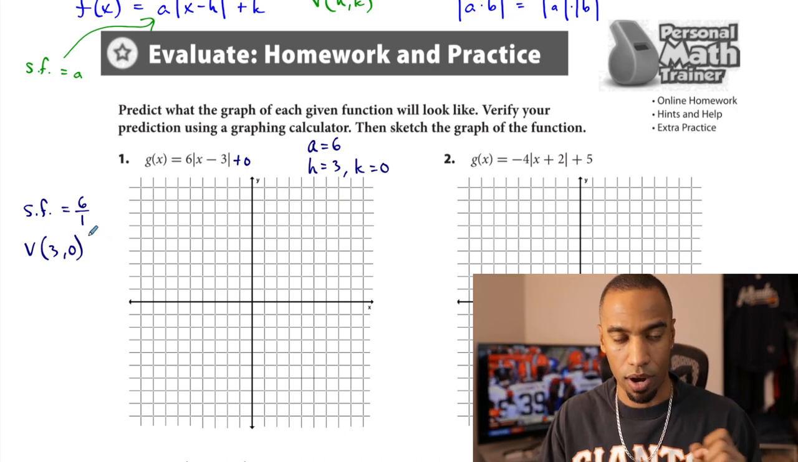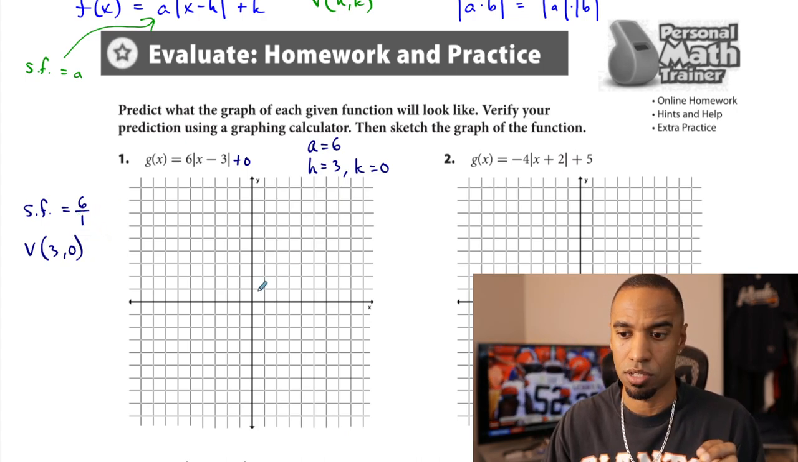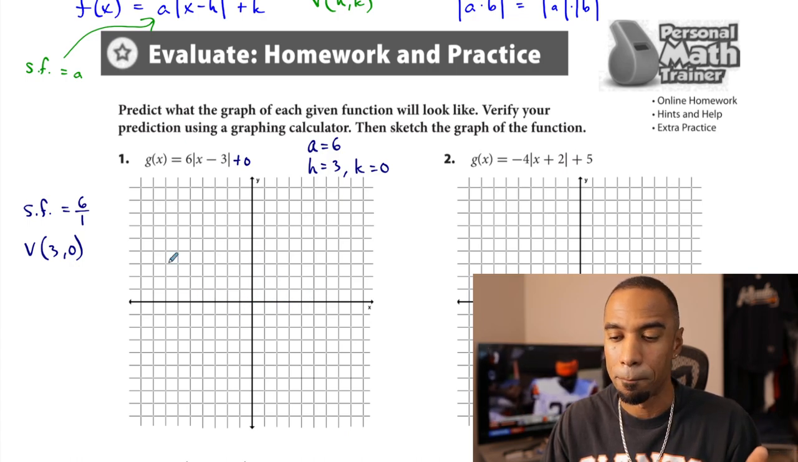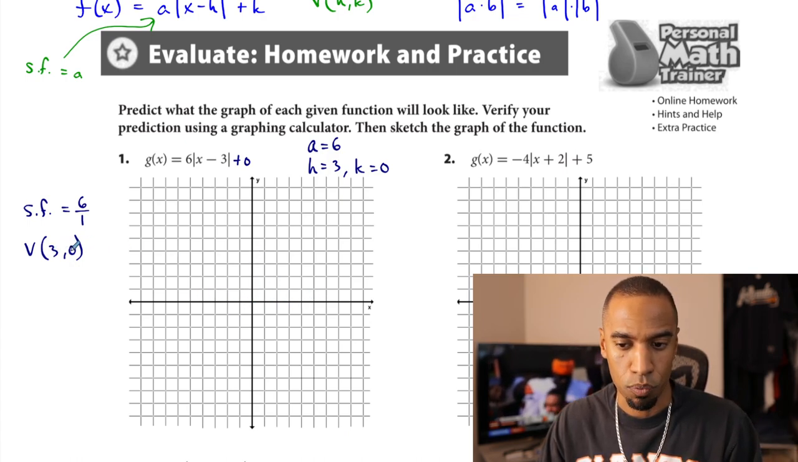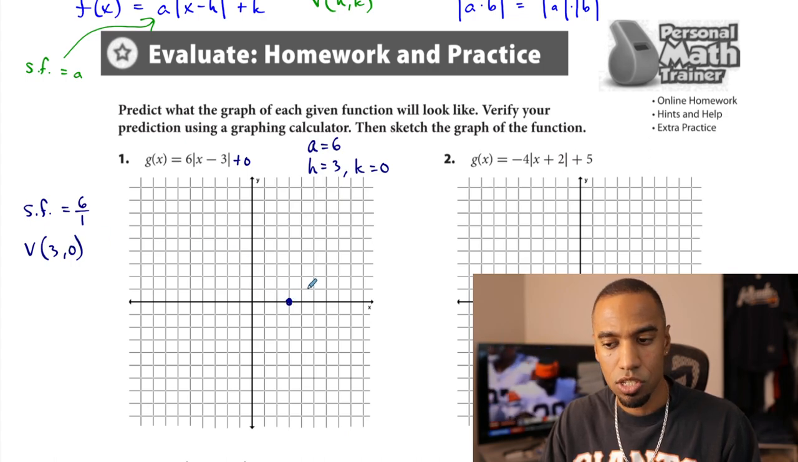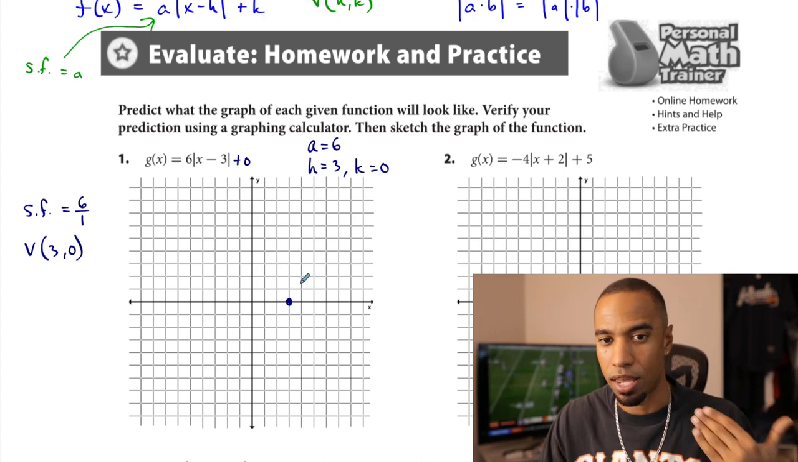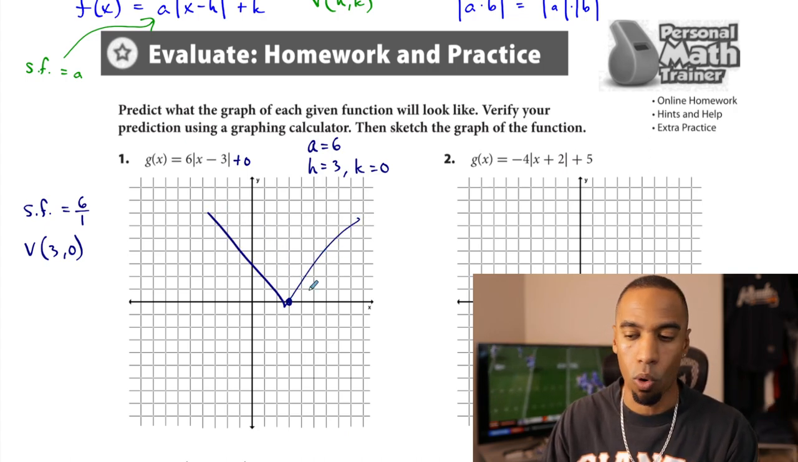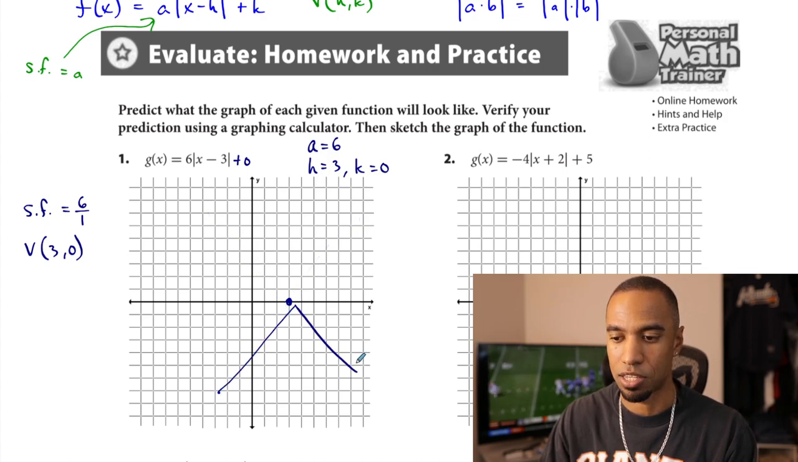So here's how I'm going to graph this. It's a pretty straightforward process. Although these don't have scales, just assume they all go by 1s, okay? I'm going to start at the vertex at (3, 0): 1, 2, 3, like that. This is the part where my graph will end up having that V shape, where it will go like that, or in some cases, like this.